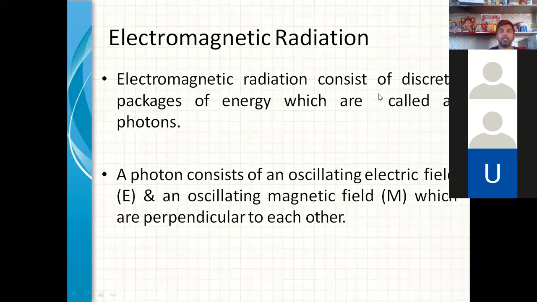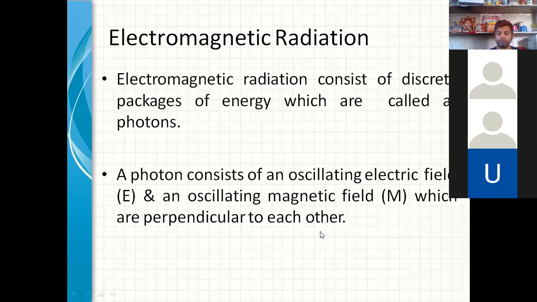Okay, a photon consists of an oscillating electric field, E, and an oscillating magnetic field, M, which are perpendicular to each other. This electromagnetic radiation consists of an electric field and a magnetic field, and both are perpendicular to each other.